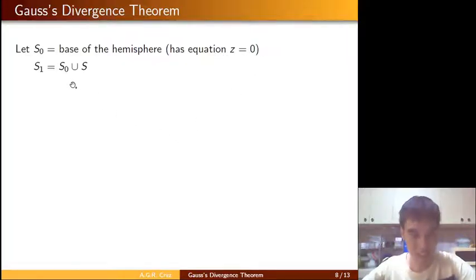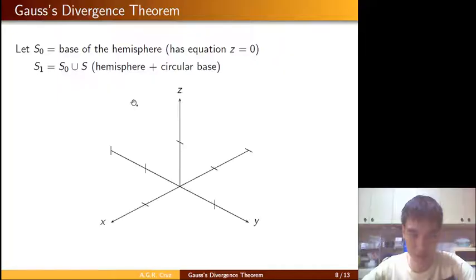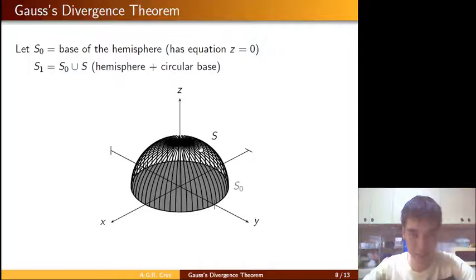Okay, what else? Let's let S1 be the union of S naught and S. So, kapag dinrawing natin to again in 3 dimensions, your S naught is this one, itong circular base natin na to. And then your S is the hemisphere, itong black na surface na to, it's this one yung hemisphere. And the union of S and S naught will now give you a closed surface. So yung S1 natin, isa na siyang closed surface and therefore Gauss's divergence theorem will now apply to S1.